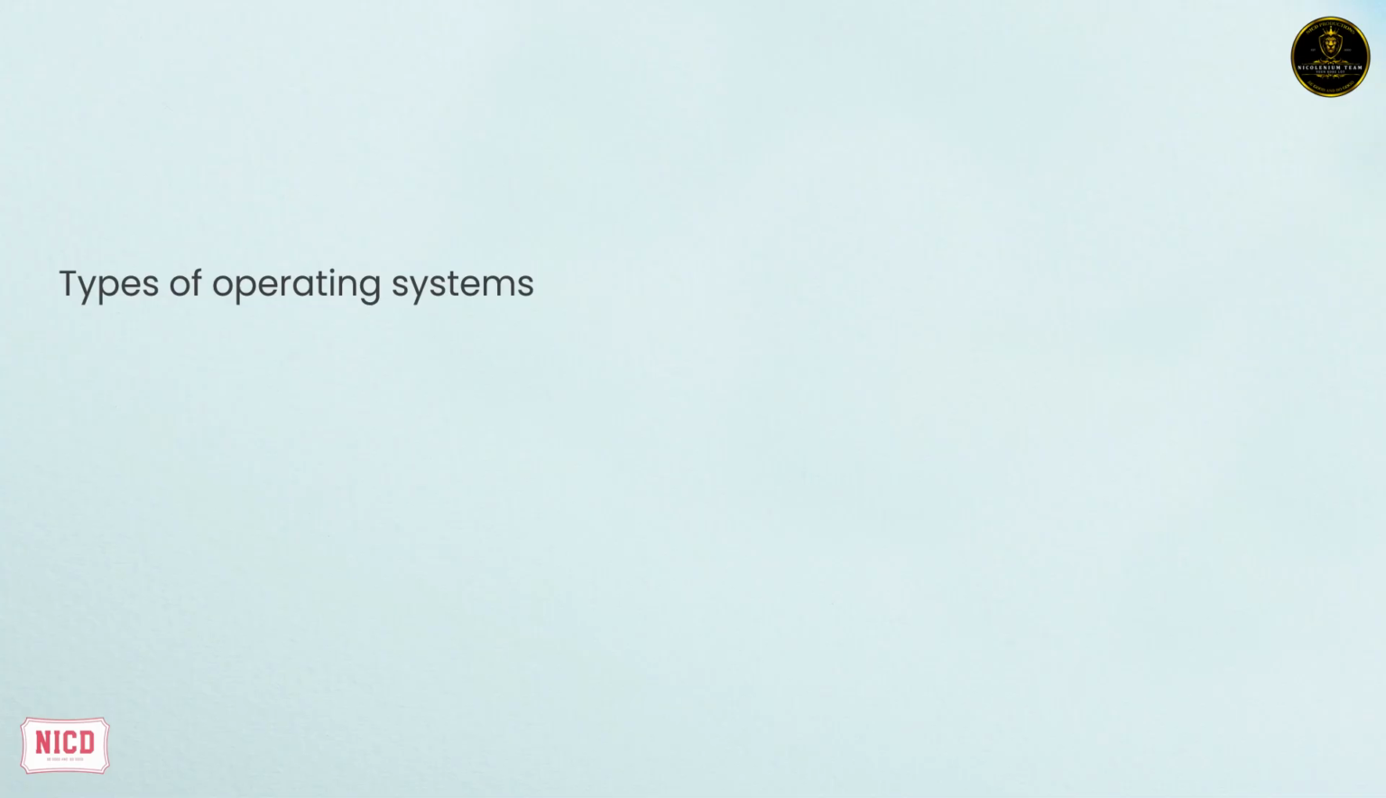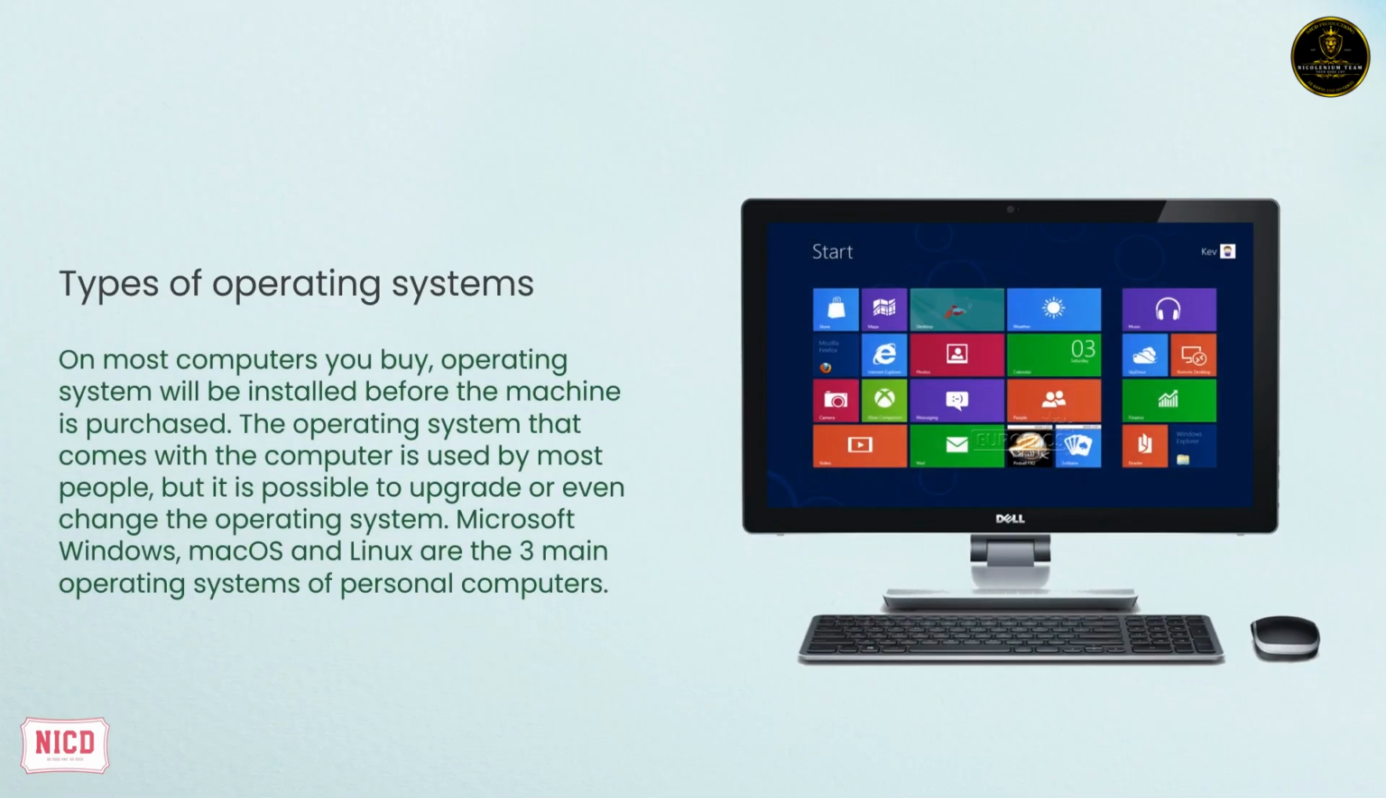Types of operating systems. On most computers you buy, the operating system will be installed before the machine is purchased. The operating system that comes with the computer is used by most people, but it is possible to upgrade or even change the operating system. Microsoft Windows, Mac OS and Linux are the three main operating systems of personal computers.